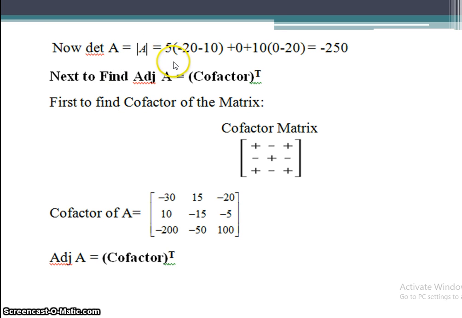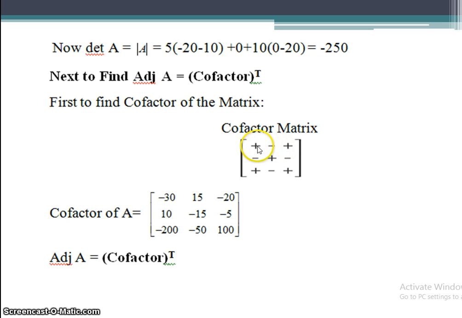The determinant of A, we know how to find it, and the value is minus 250. Next, to find the adjoint of A, what is the adjoint of A formula? It is the transpose of the cofactor matrix. So first we find the cofactor of the matrix. So this is the cofactor of the matrix.